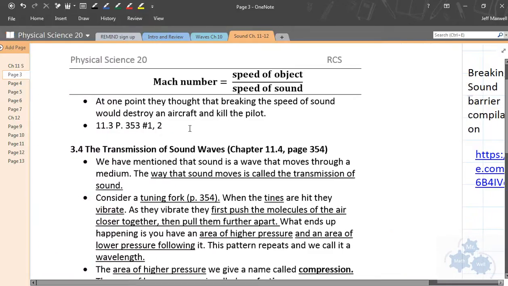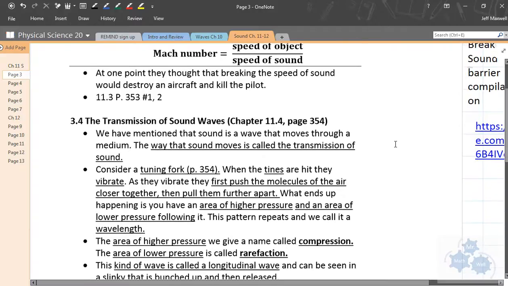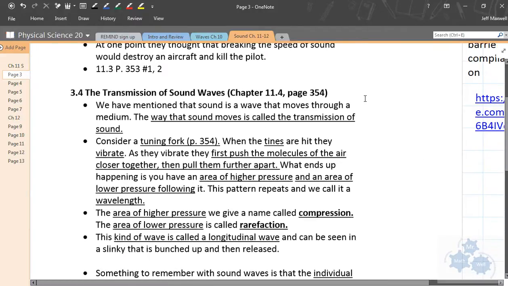All right, so as we move through here, transmission of sound waves, let's take some notes here on 11.4 in your textbook, page 354. So let's talk about how sound waves move and the transmission. We've mentioned that sound is a wave that moves through a medium. The way that sound moves is called the transmission of sound. Trans means movement, okay? Transporting, right? Transmission means how something moves through something else, how it's transmitted.